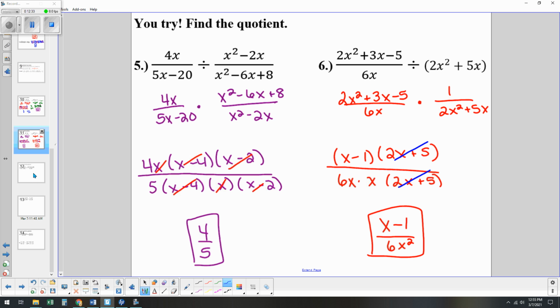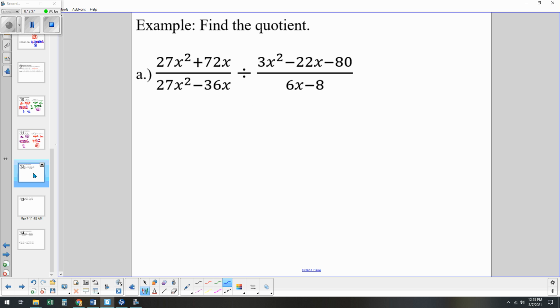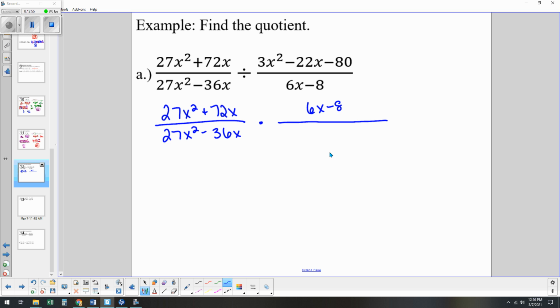All right, we're just going to continue. These problems are just a little trickier, but nothing is different about what we're doing. We just have a lot more going on. So let's flip it first. Still finding the quotient. So the first fraction gets to stay the same. Now it's going to become times, and the 6x minus 8 is going to go on top. And the 3x squared minus 22x minus 80 is going to go on the bottom.